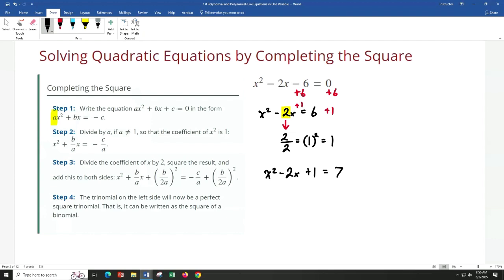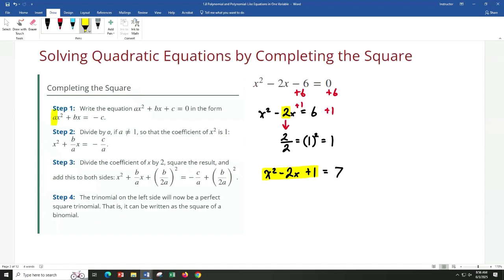Now, here's the beauty of this. It's tough to see until you're used to seeing these, but believe it or not, this right here is a perfect square trinomial. It will factor into x minus 1, x minus 1. If you don't believe me, do the AC method on it. But it is of the form a squared plus or minus 2ab plus b squared. Remember I've shown you that before? It does fit that formula. That's what we were trying to create.